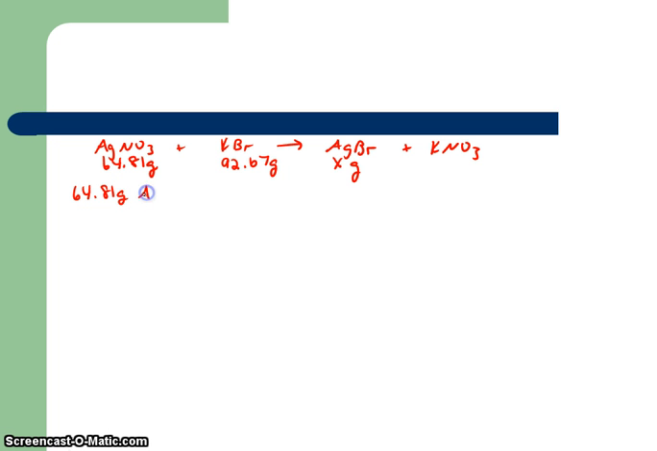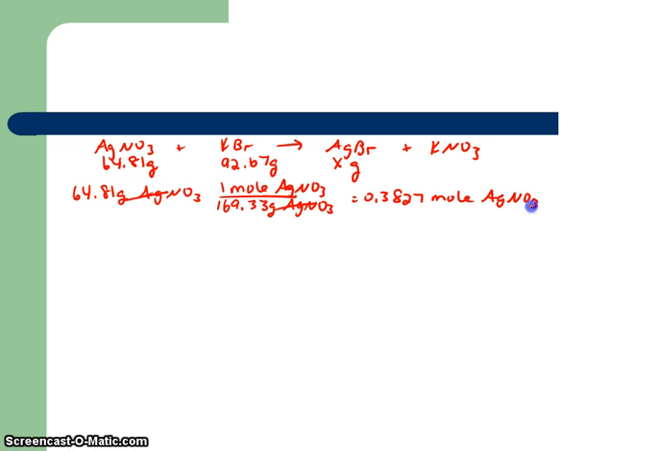64.81 grams of silver nitrate is going to get converted to moles. So 1 mole of silver nitrate is going to equal its molar mass, 169.33 grams of silver nitrate. And we get 0.3827 moles of silver nitrate.